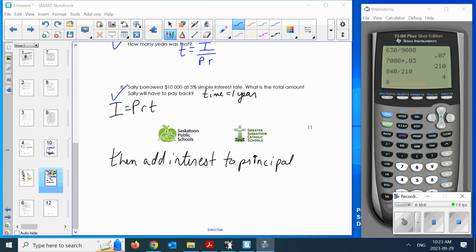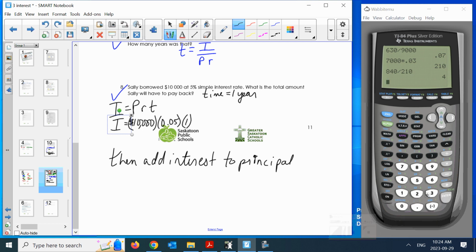Okay, I have a sincere question about how to go about doing number 8. Let's do it together. If you borrow money, you have to pay back interest plus your principal. So we have to find the interest. I'm going to put in numbers. Interest is equal to the 10 grand that you borrowed. I'm going to put a dollar sign on this one. My rate was 5%, so it's 0.05. My time, I said just use 1 year.